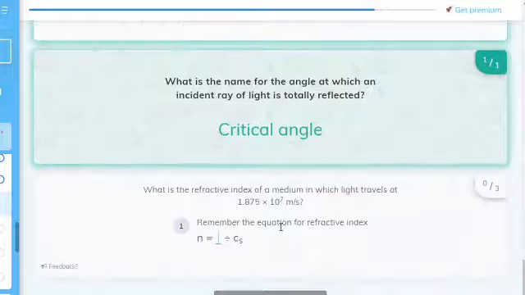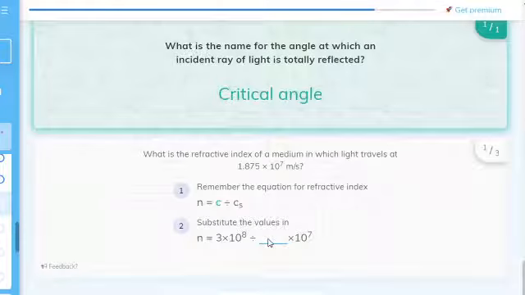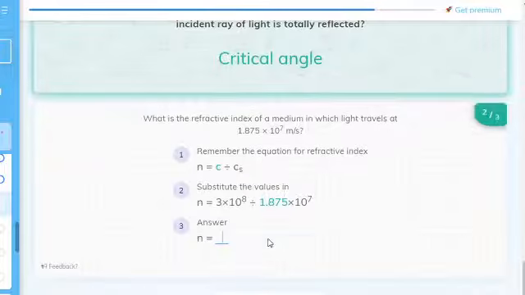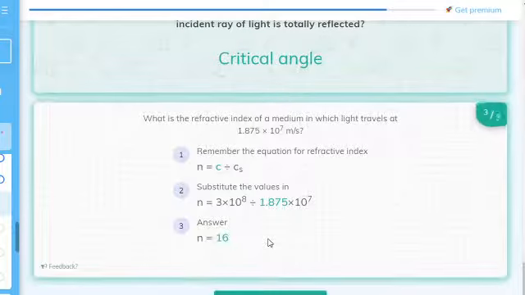Critical angle. So what is the refractive index of a medium in which light is travelling at that speed? So that's c over c2. So that is the speed of light divided by 1.875 times 10 to the 7. So that would be 3 divided by 1.875, so that would be 16. Yep, it would be.